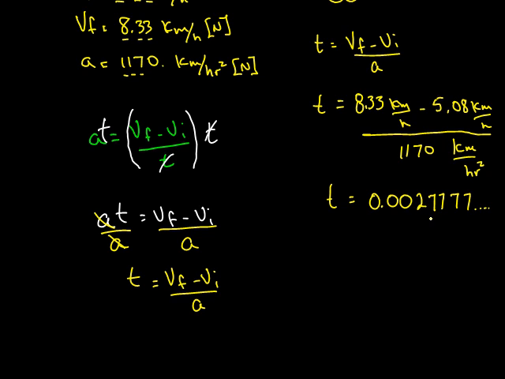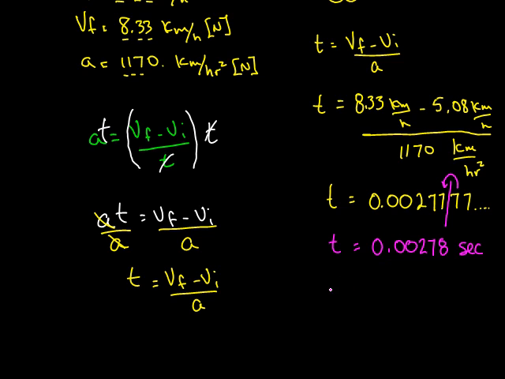So where do we round this? Well, we need 3 significant figures. So let's round it here: first one, second one, third one. At this point we have to round it off, so this 7 is going to convert that 7 into an 8. So we have 0.00278 seconds is our time.